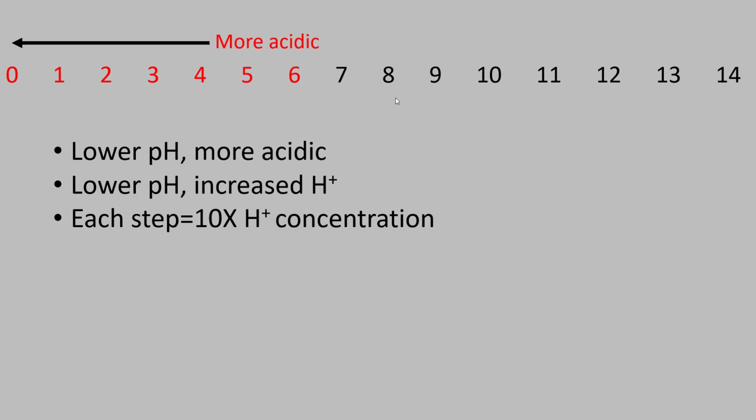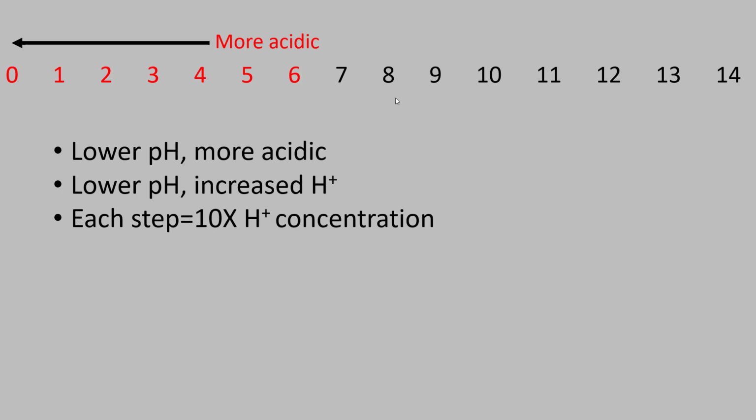So if I were to ask you, 3 has how much more H plus than 5, what would your answer be? A lot of students want to say 20, but that's not correct. We don't go up by 10 each time, we go up by 10 times with each step. So 3 has 100 times the H plus concentration as 5.